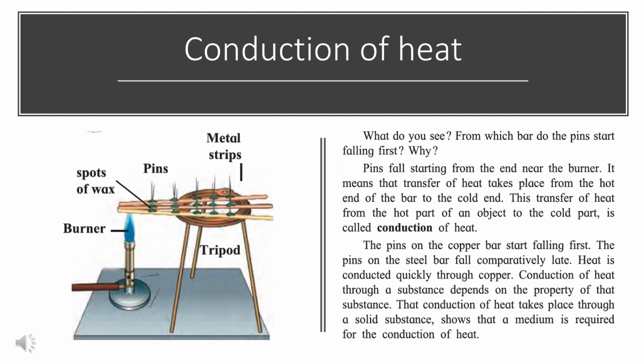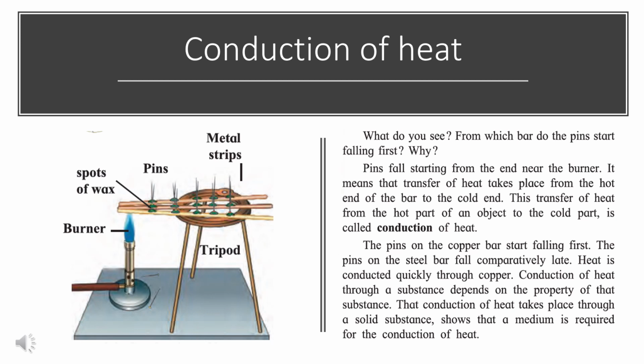This transfer of heat from the hot part of an object to the cold part is called conduction of heat. The pins on the copper bar start falling first. The pins on the steel bar fall comparatively late. Heat is conducted quickly through copper. Therefore, conduction of heat through a substance depends on the property of the substance.